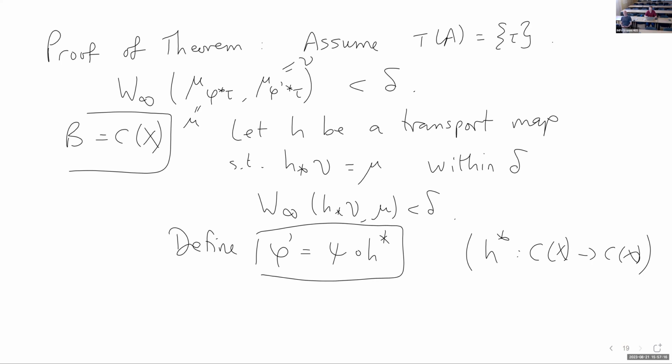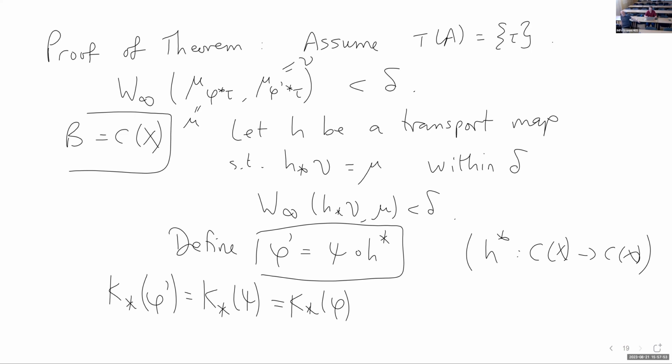And the point is that this phi prime, its K-theory is the same. This is the only reason why I wanted H to be homotopic to the identity, because H star is then the identity on K-theory. So the K star of phi prime is the same. In general, it depends on the homotopy class. So by that assumption, it's the same as K star of phi, and by assumption in the theorem, this is the same as K star of psi.